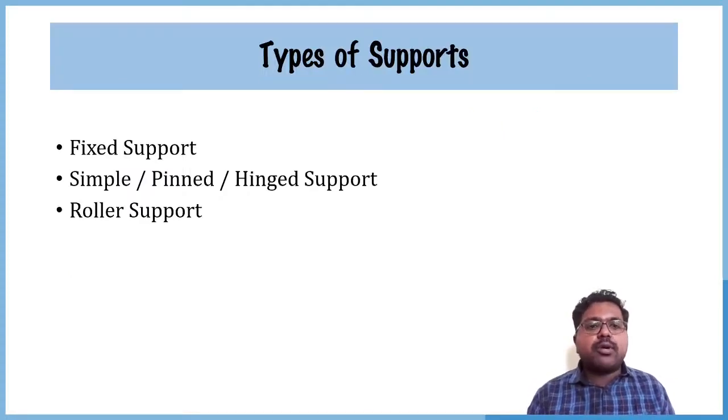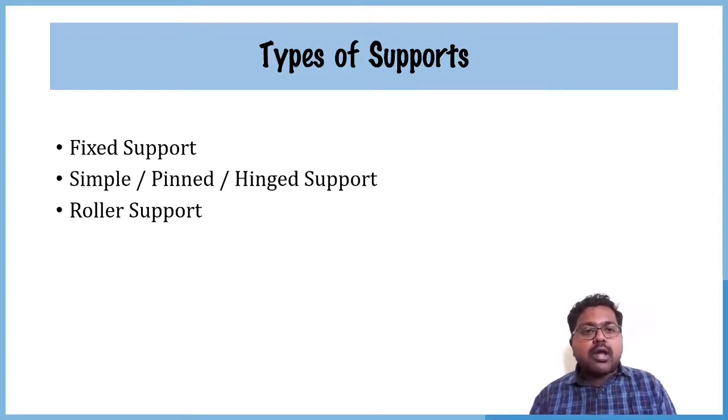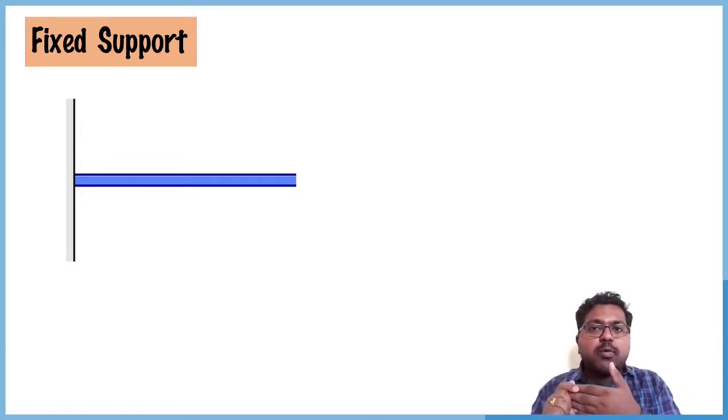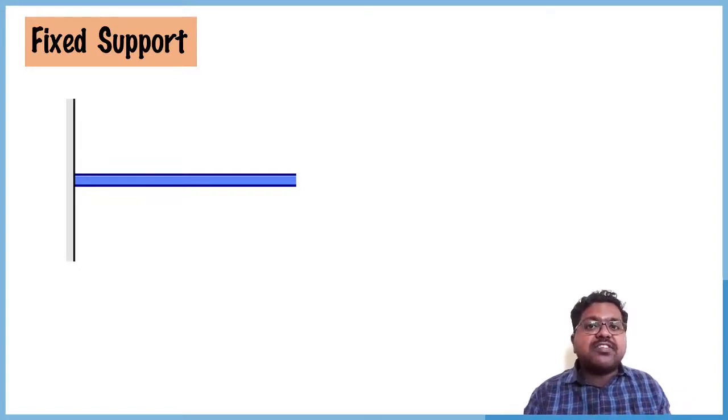One is fixed support, then simple support or pinned support or hinged support, and roller support. Let us see these supports one by one. The first one is a fixed support. A fixed support is where a beam or a structural member is fixed rigidly to a support or a wall or a fixed datum. Whenever a member is fixed rigidly to that support, such supports are called fixed supports.